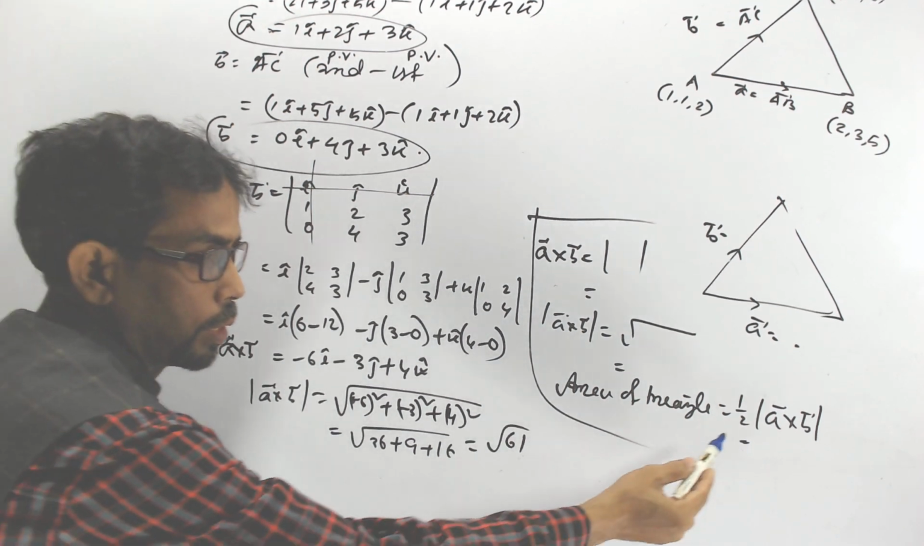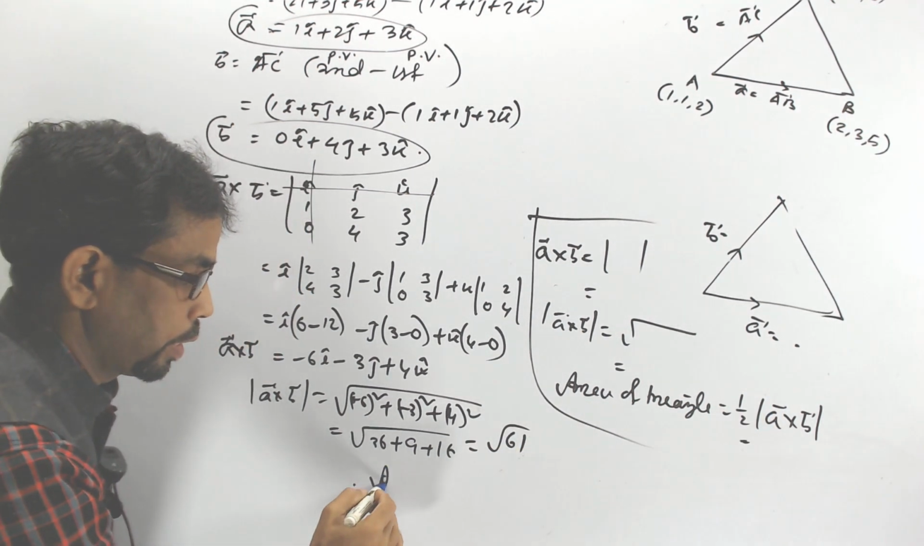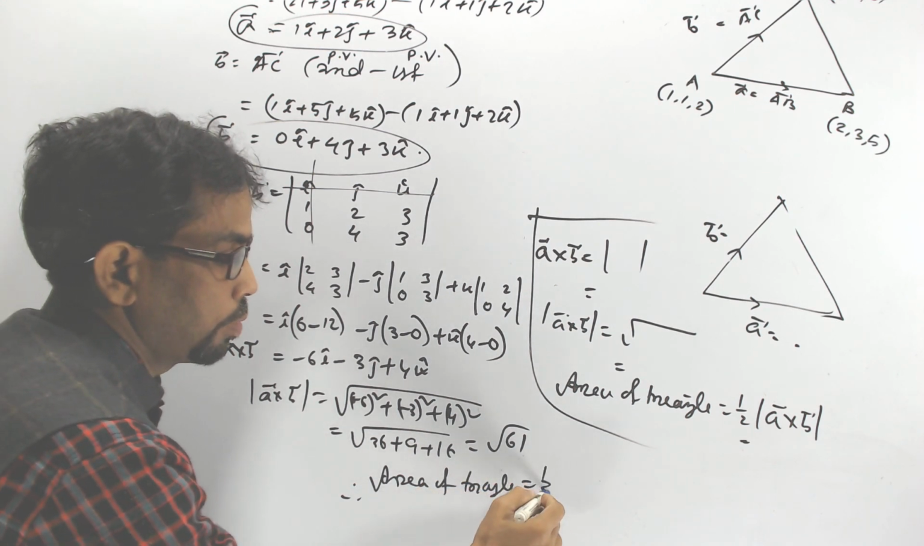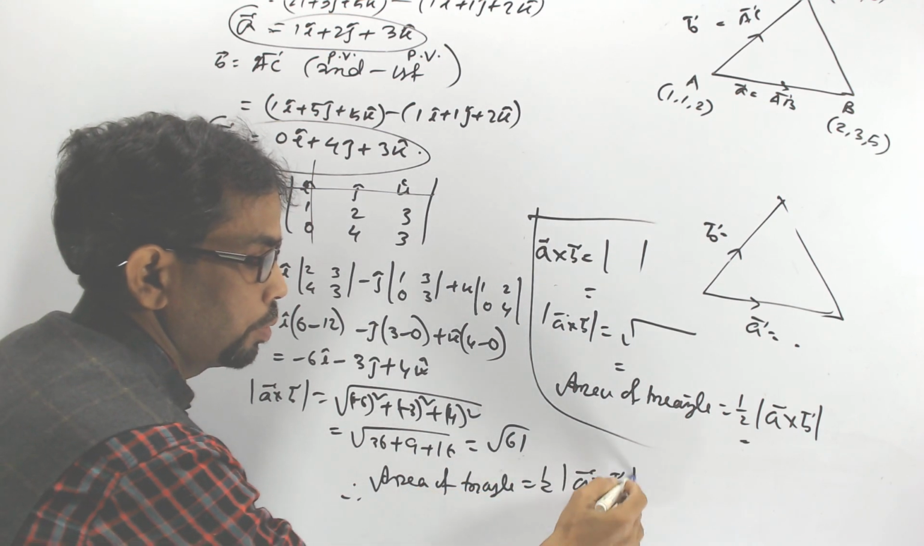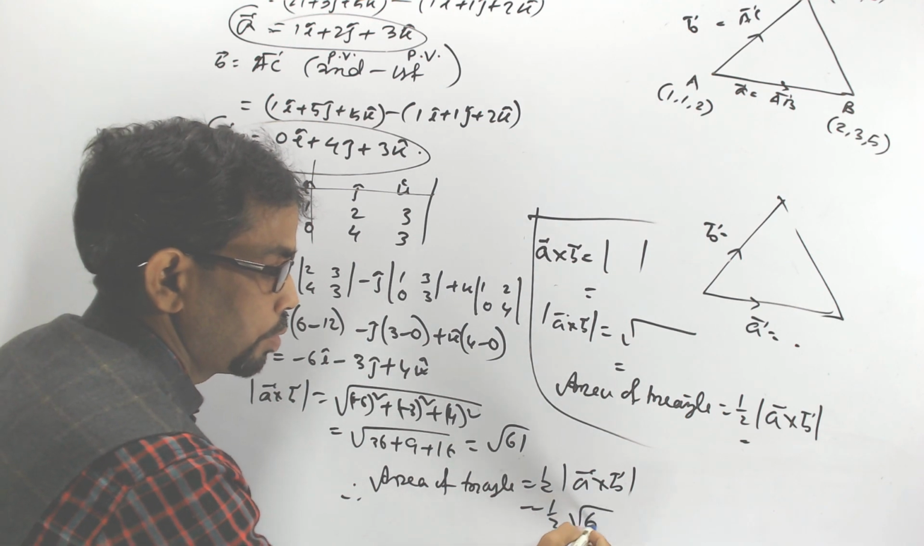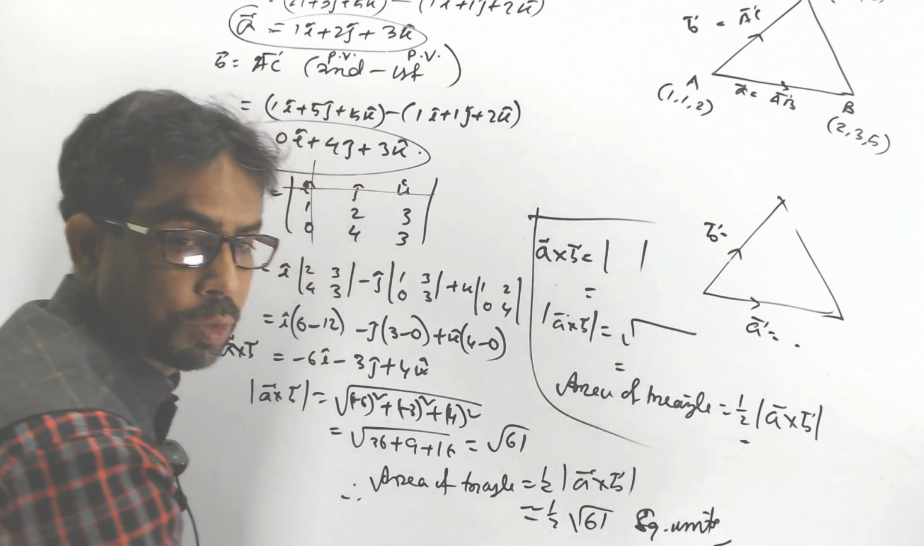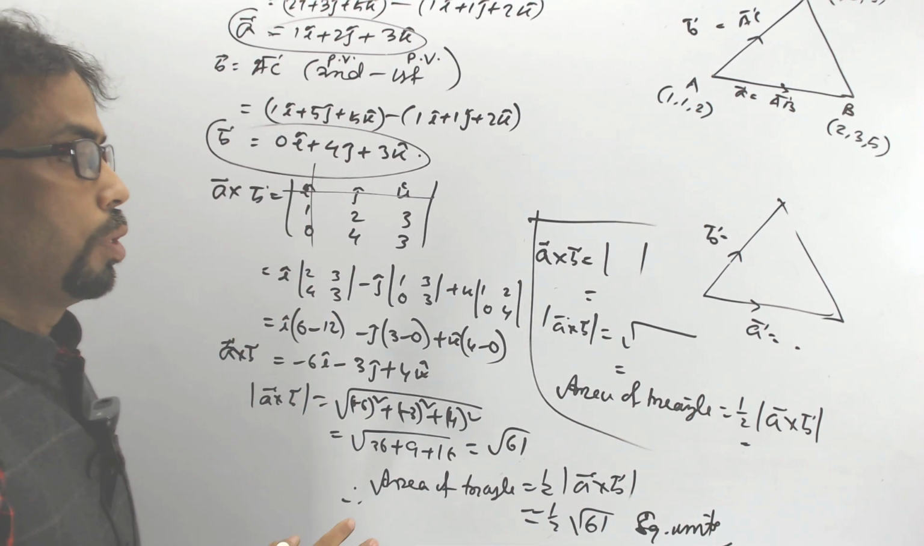And the area of triangle, this is the formula. So area of triangle is equal to half of A cross B magnitude, it is half of square root of 61. So we can write it square units. Area is written in square units. So this is the complete solution.